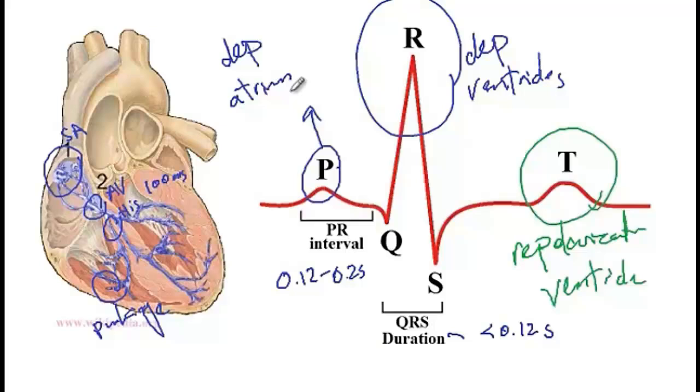Now there is also a wave for repolarization of the atrium, but that overlaps with the QRS, and so you wouldn't be able to see that.